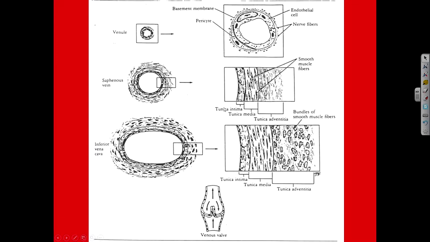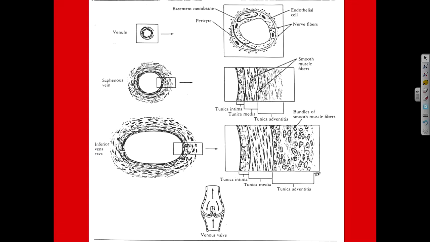So what does that mean? That means in this large vein, the tunica media is, as you expect, the smooth muscle cells are running circumferentially, in a circle around the lumen of the blood vessel. That's the tunica media, just like you see it in everything else. But now, in the tunica adventitia, we see bundles of smooth muscle running perpendicular to the media. So the media has smooth muscle going this way, but in the adventitia, the bundles of smooth muscle are going this way. You get that?